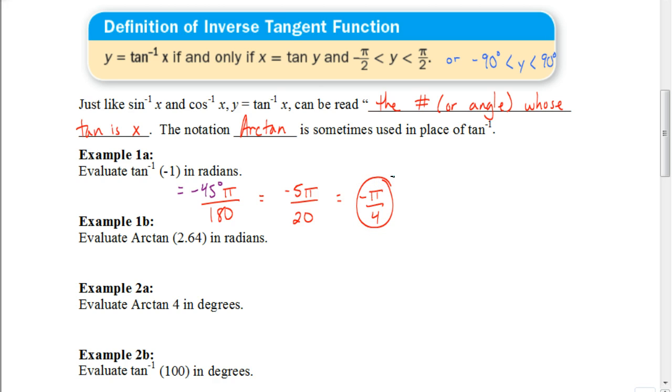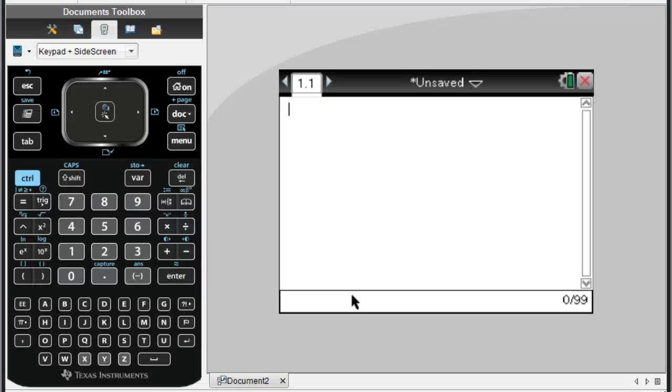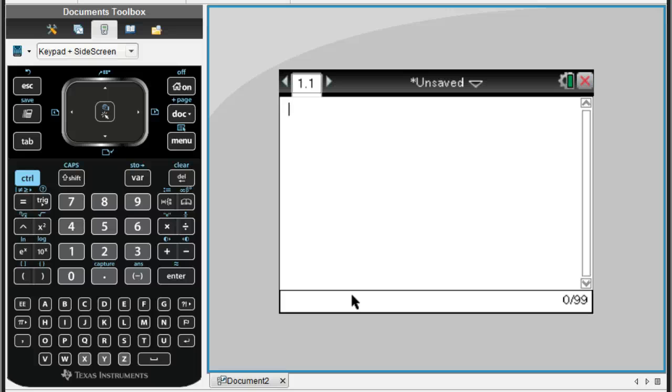Now let's look at how to do this on your calculator. Let's look at this next one. It says to evaluate the arctan of 2.64 in radians. Again, arctan is the same as the inverse tangent. On your calculator, one important thing to understand is how to determine whether your calculator is in radians or degrees. If you have the kind of TI-Nspire with a touchpad, where sliding your finger across it moves your cursor around the screen, you can move your cursor up to the sprocket in the corner, and it'll tell you if your calculator is in degrees or radians.